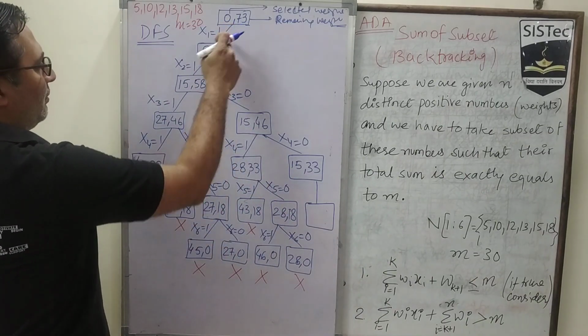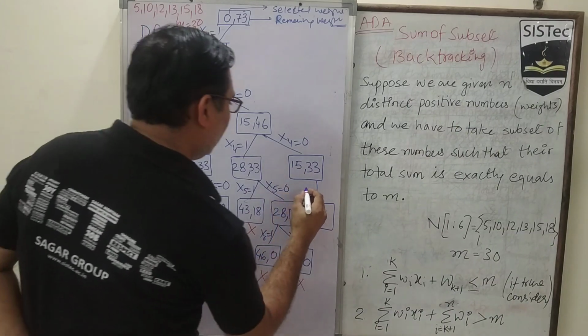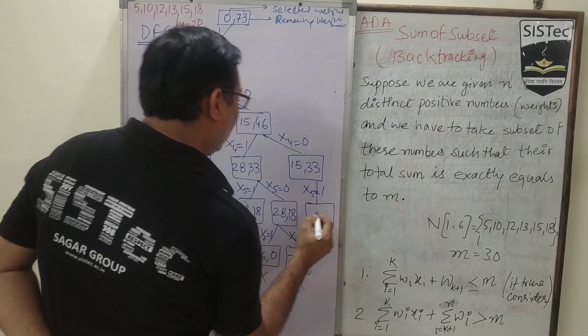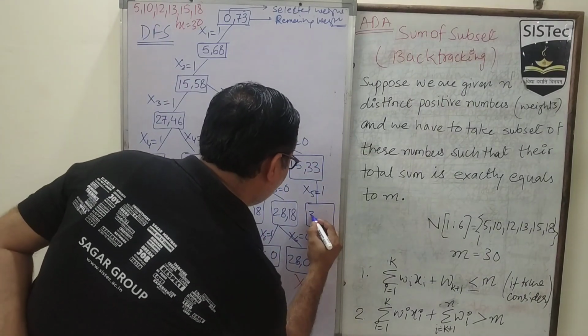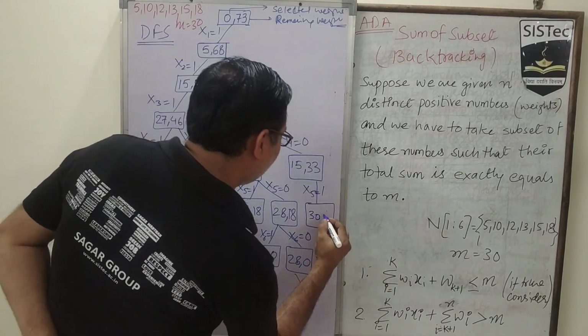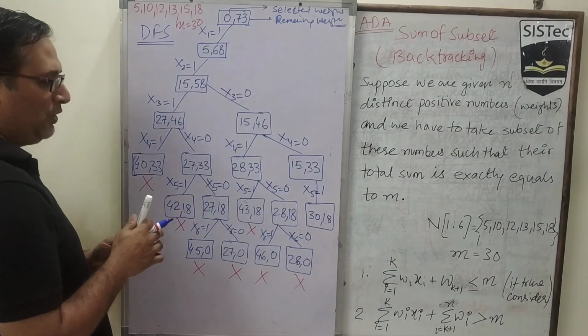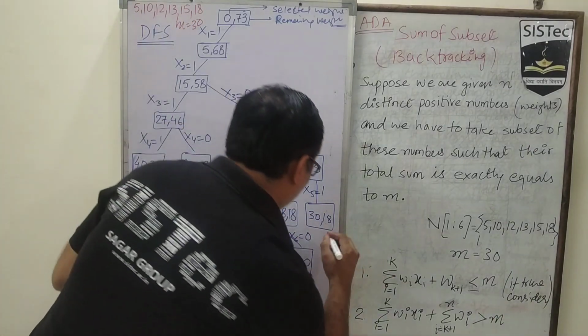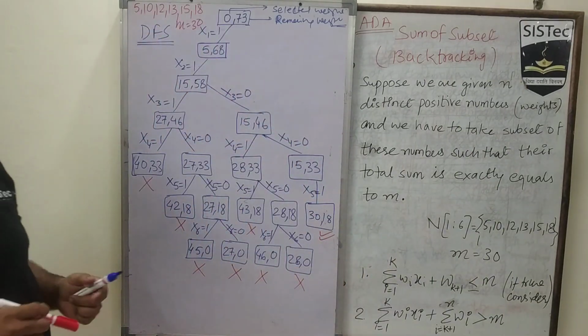Now, after considering x1, x2, not considering x3, not considering x4, now we will consider x5. When we consider x5, x5 is what? 15. 15 plus 15, 30, and this is 18. 30 equals 30, what we were looking for. This will be one of our solutions. So we have reached the solution by exploring this in DFS manner.